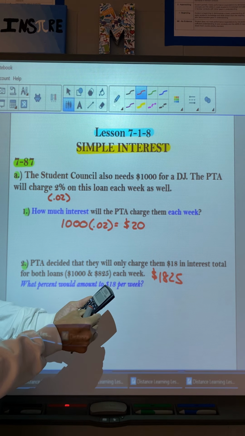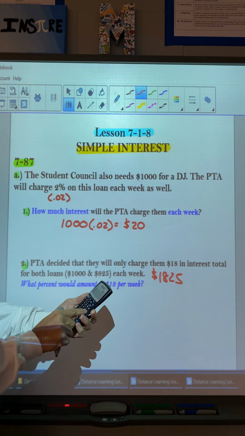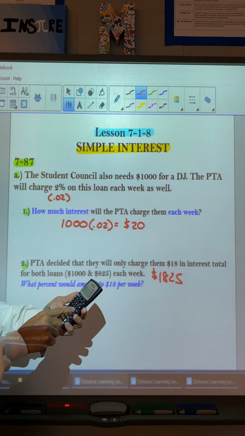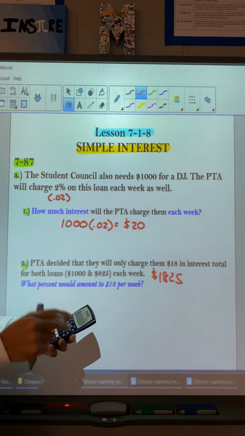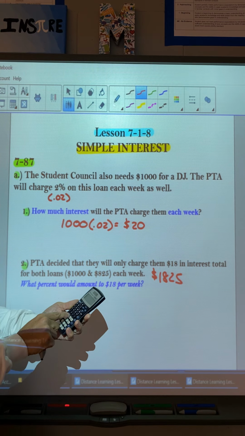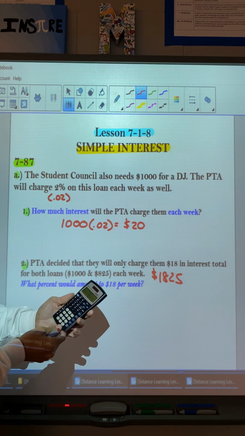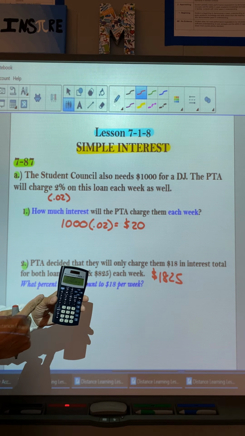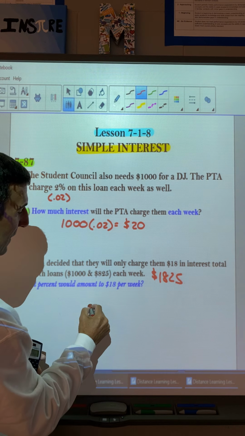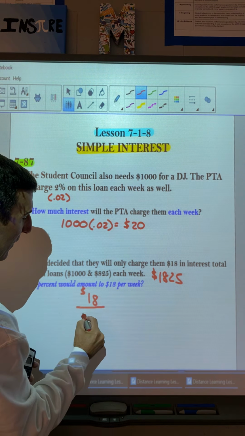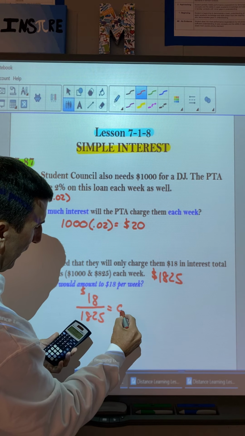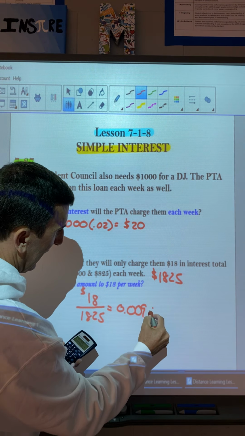And we can go 1825 divided by, oh, you wanted to divide it by the 18? Okay, that's not right. That comes out goofy. Oh, somebody said change it. So 18 divided by 1825? That seems more reasonable. Okay, so we're going to do the $18 divided by the 1825, and that comes out to be 0.00986.